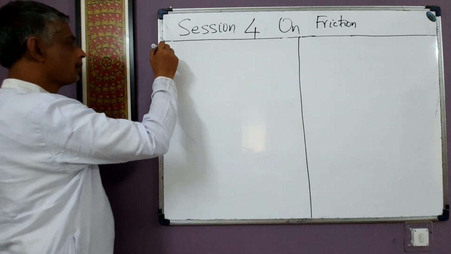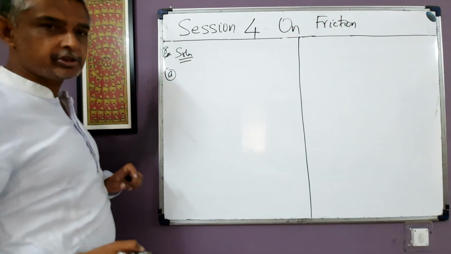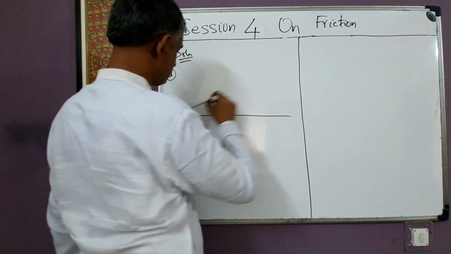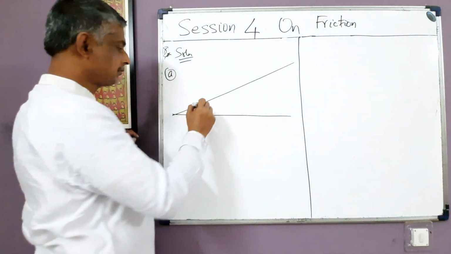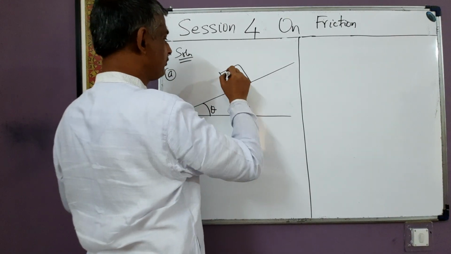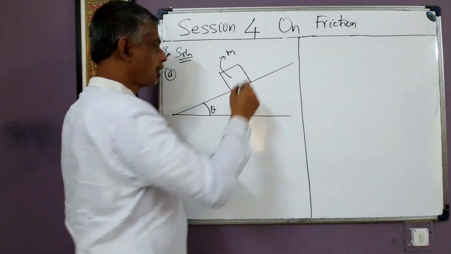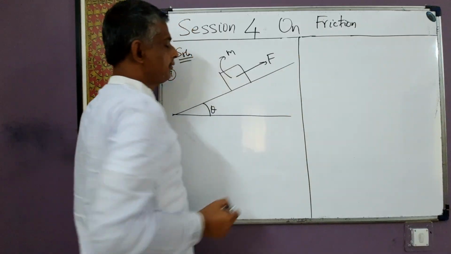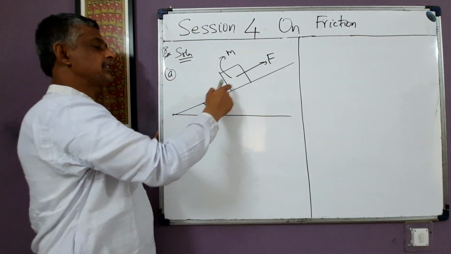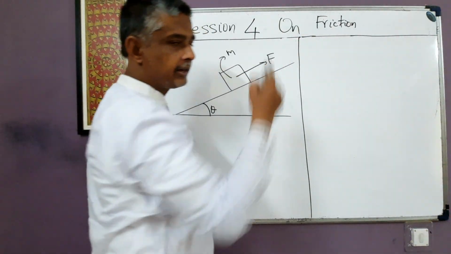So, solution is this. First we take the part A of the question. This is a fixed horizontal surface. This is a fixed rough inclined plane which makes an angle of theta with the horizontal. A block of mass m is lying here at rest. Now, in part A, a force F has been applied to the block up the incline to find the minimum value of F so that the block begins to slip up the incline. Suppose the block begins to slip up the incline, okay?